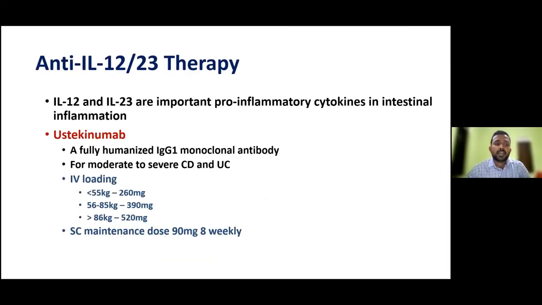category is anti-interleukin 12 and 23 therapy. And interleukin 12 and interleukin 23 plays an important role in the cytokine storm, which can be found in the IBD. So the most commonly used anti-IL-12 treatment is ustekinumab. It is a fully humanized IgG1 monoclonal antibody. Therefore, the immunogenicity is relatively less, and we can use this for moderate to severe Crohn's disease and ulcerative colitis.